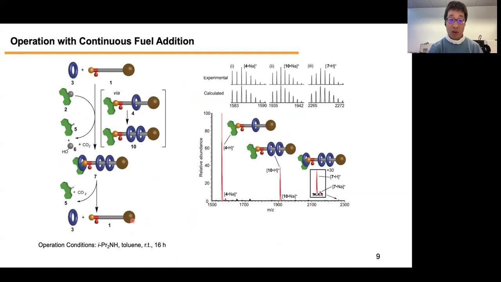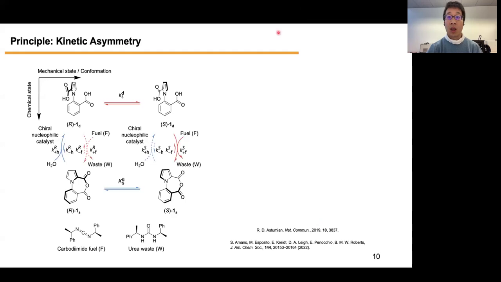And finally, we combined all of these processes together by mixing the pump, macrocycle, and adding fuel in a continuous way. And after overnight, we observed not only this species with one macrocycle, but also the species with two macrocycles and three macrocycles by mass spectrometry. So it clearly showed that at least 3 pumping cycles could take place. So we could achieve an autonomous molecular pump. However, the simple design principle for such systems was still not clear. So that was the next topic.